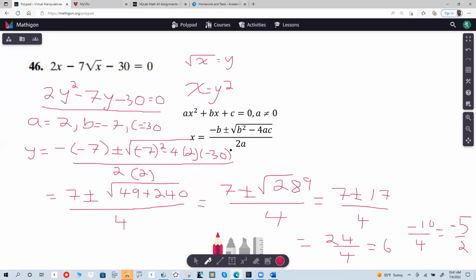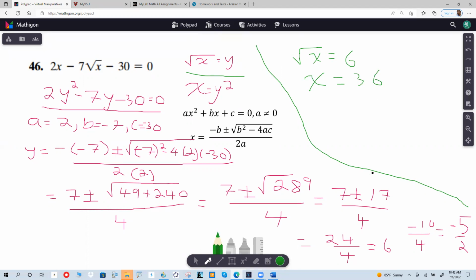I'm not done though, because I found y. I have to find x, where y is the square root of x. So I will do it. Let me see where I can do it. I'll use green right here, guys. All right, so if y is 6, I really don't need this anymore. Y is 6, so the square root of x is 6. Square both sides.